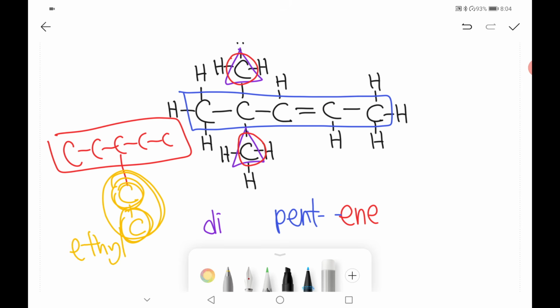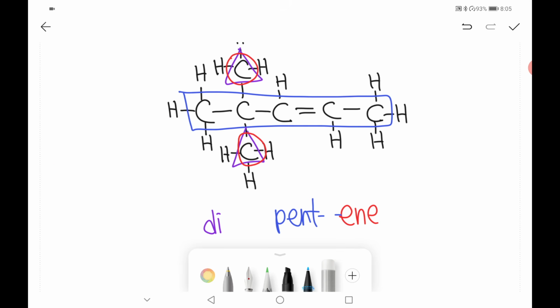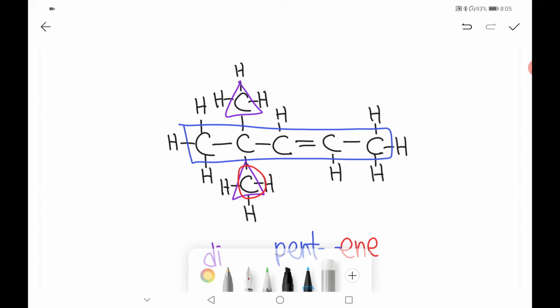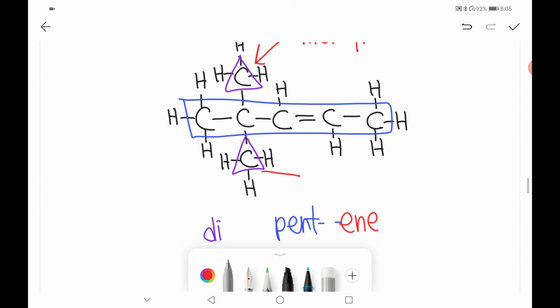But now what happened is that you have two branches. One branch is here. One branch is here. So these two branches are separated. So you cannot total up. So how to name it? You have to name it separately. So this one, you have one carbon. One carbon is meth. Carbon branch add yl, methyl. So this branch also has one carbon, methyl.